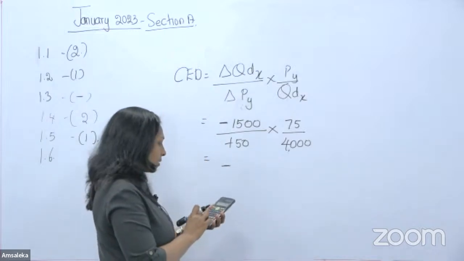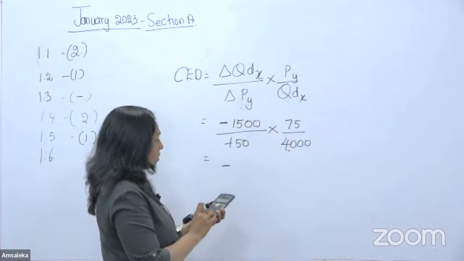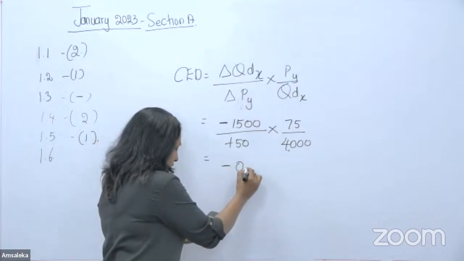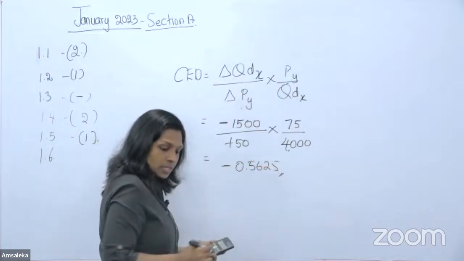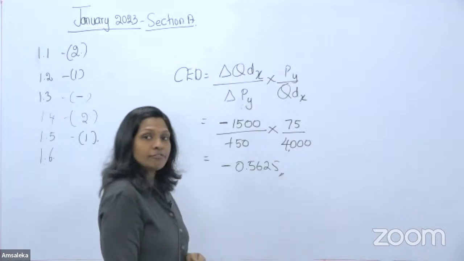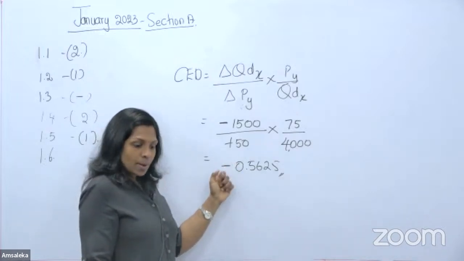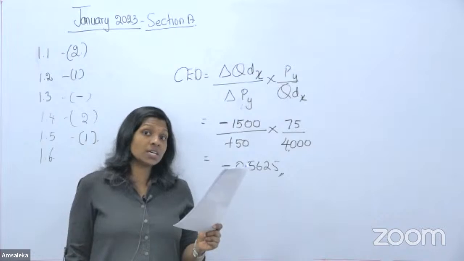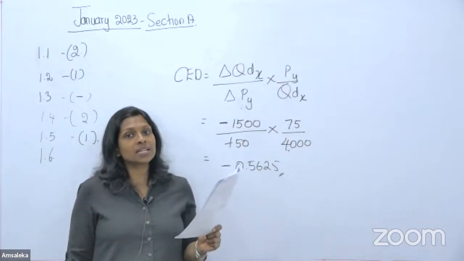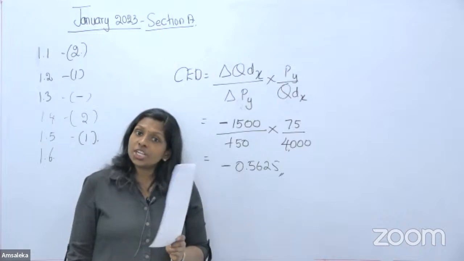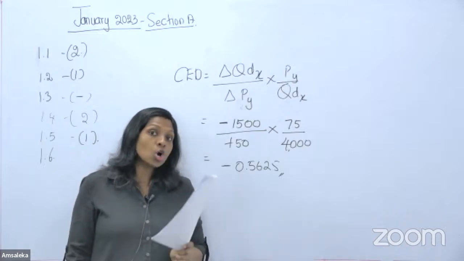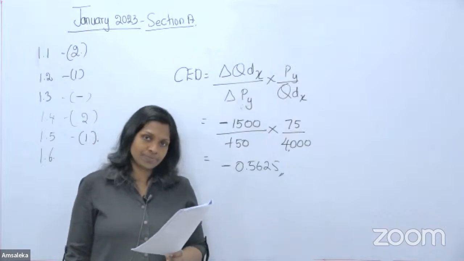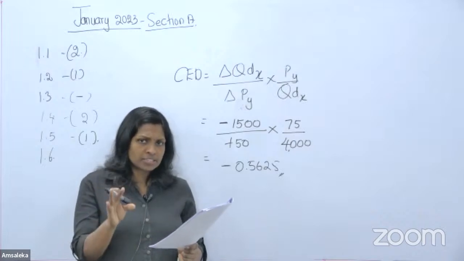So if you calculate, 0.5625, is there any answer with this? Yes. 0.5625 minus. So minus means there are two answers given. Be careful when you learn the theory regarding cross elasticity. Positive: substitute goods. Negative: complementary goods. Zero: non-related goods. So here it is complementary, so you want to make sure it's about the minus.